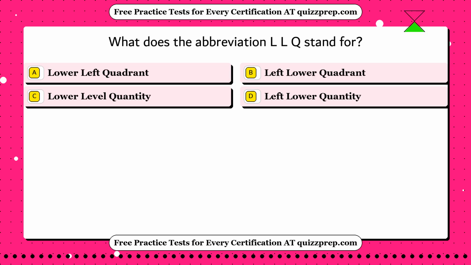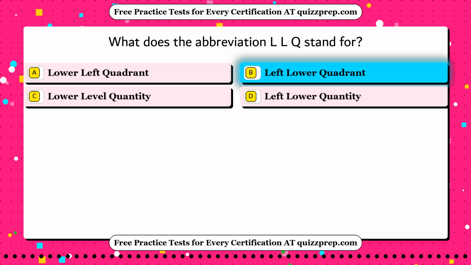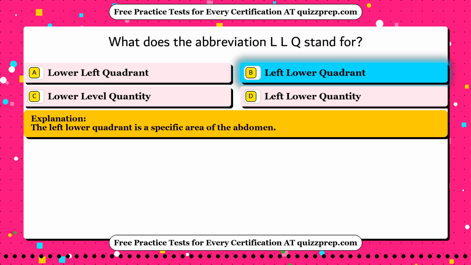Question 61. What does the abbreviation LLQ stand for? Option A, lower left quadrant. Option B, left lower quadrant. Option C, lower level quantity. Option D, left lower quantity. The correct answer is option B, left lower quadrant. The left lower quadrant is a specific area of the abdomen.